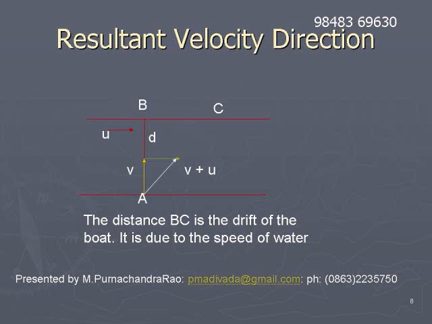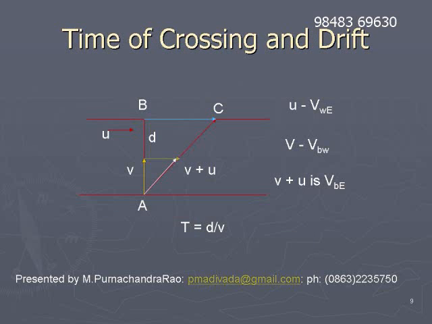By the time the boat reaches the other bank, it reaches the point C. So the distance BC is moved by the speed of water. This is known as drift of the boat. Like this we have to study the boat problem.